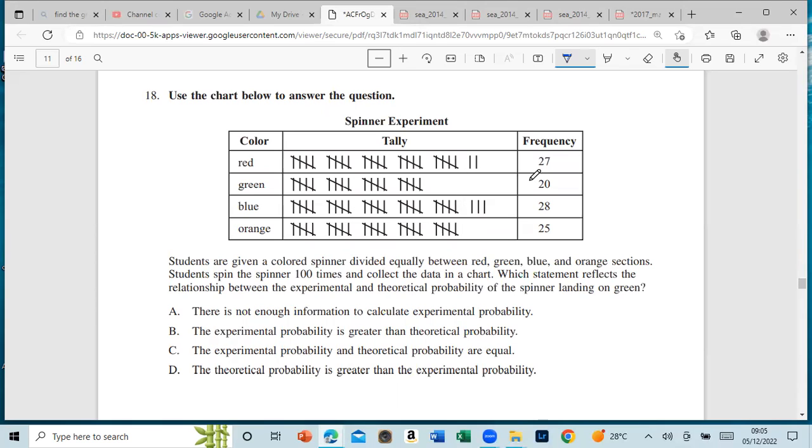Let me see what I agree. That's at 20. So they say 100 times, so that's about 1/5. Let me see now. There is not enough information to calculate the experimental probability. The experimental probability is greater than the theoretical probability. The experimental probability and theoretical probability are equal. And the theoretical probability is greater than the experimental probability.